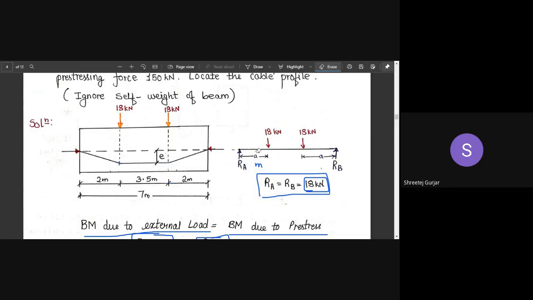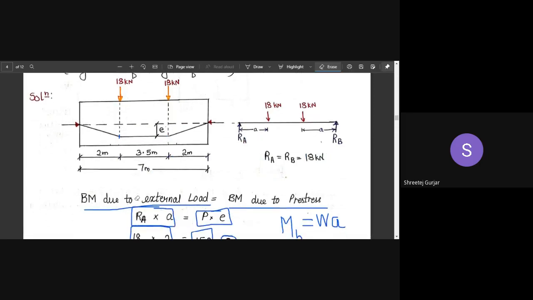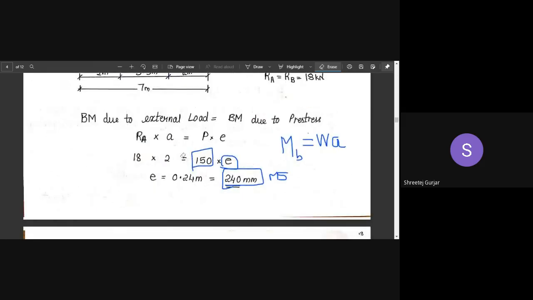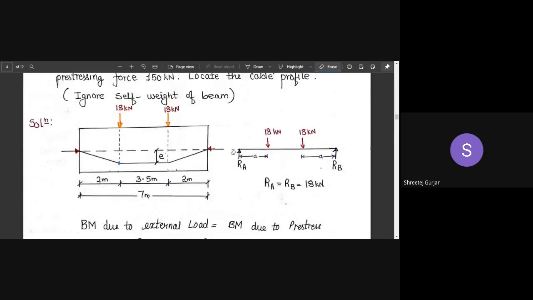So you can try and solve for stresses, right? Stresses at top fiber, stresses at bottom fiber at your midspan. As a homework, you can try, you can solve. If you have any doubts, you can let me know.